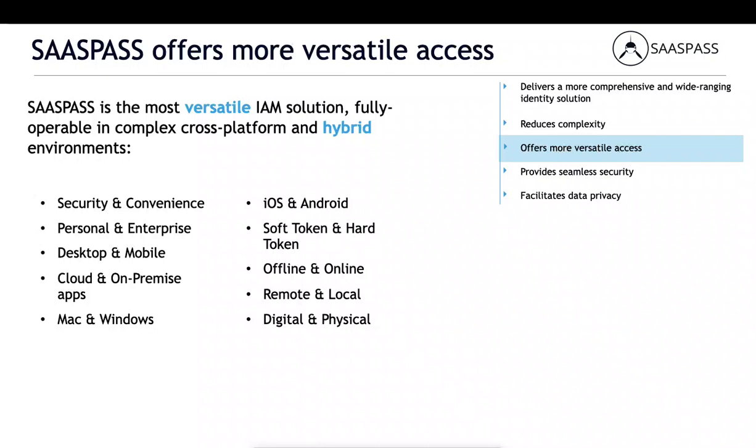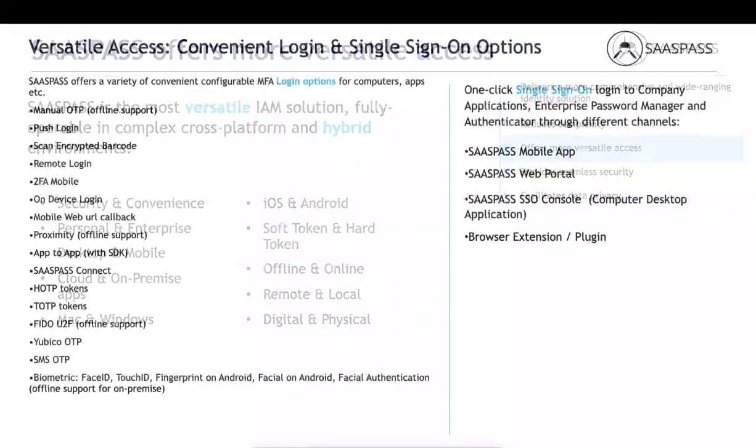They support integration for both Mac and Windows, iOS, Android, soft tokens, hard tokens, offline, online, remote, local accesses, digital and physical accesses. SAASPASS could even be integrated with physical products like access to your office or to the building. It could be integrated with SAASPASS multifactor authentication, single sign-on, all other models, and even with the computer access protection, depending on your usage scenario and your requirements.